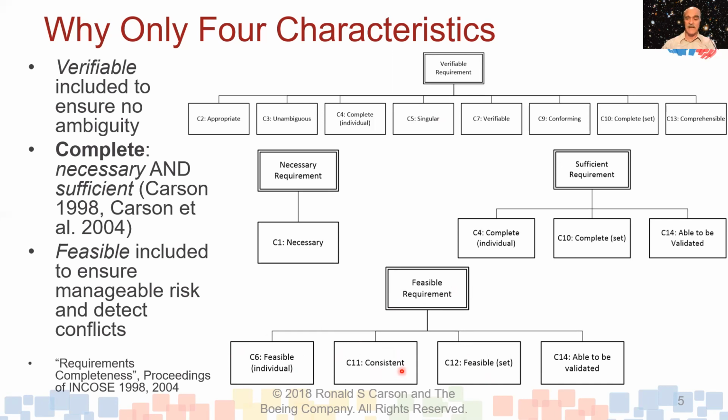Consistency, or lack of consistency, could be a problem and means there's conflict, and therefore not all the requirements can be satisfied concurrently, or there's just some inability to be validated. So I'll go through the 4 characteristics one at a time, but you can see what our suggested mapping is of the INCOSE guide characteristics to our 4 requirements characteristics for validation.